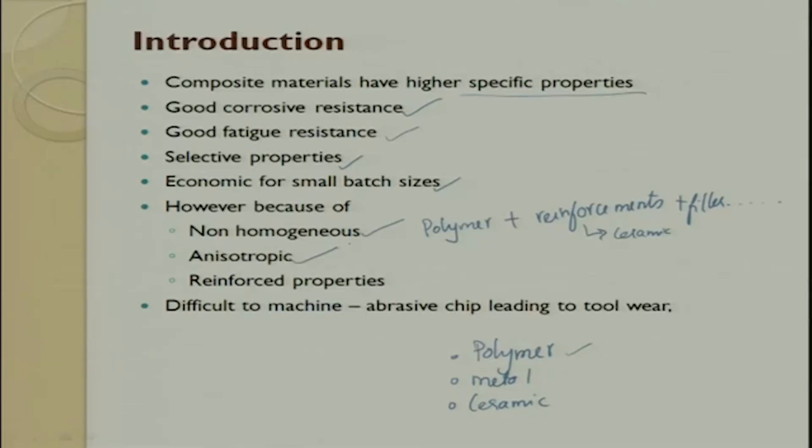Okay. And anisotropic also goes by the same justification. The reinforcement, all the three properties lead to non-homogeneous. Because of the non-homogeneous, anisotropic and reinforcement properties, the chip which is produced is always abrasive in nature.